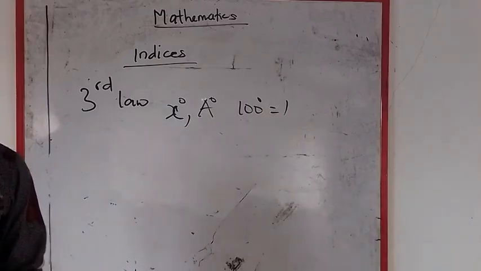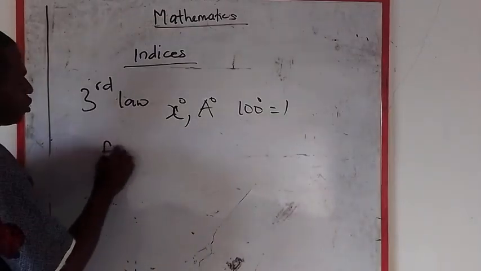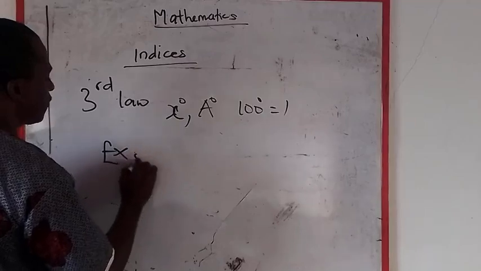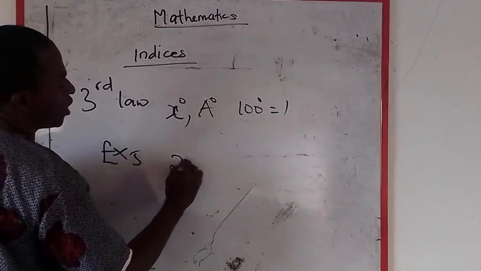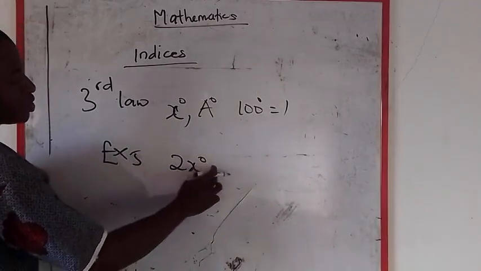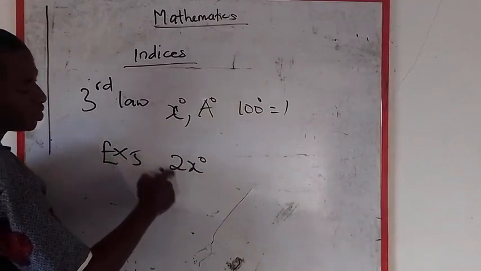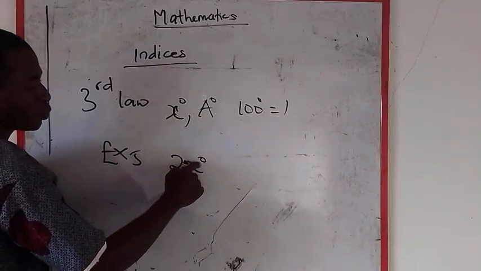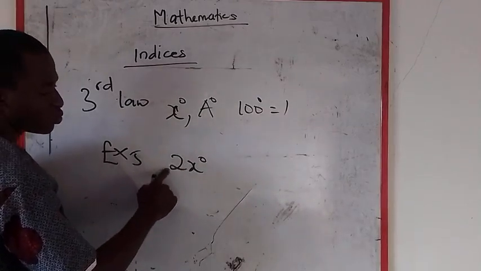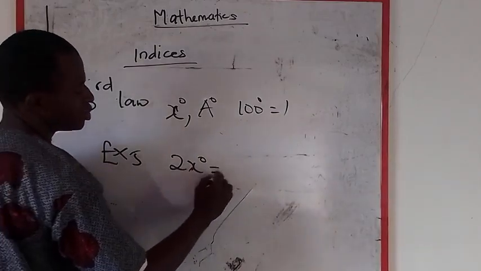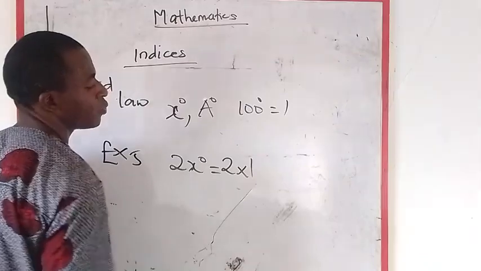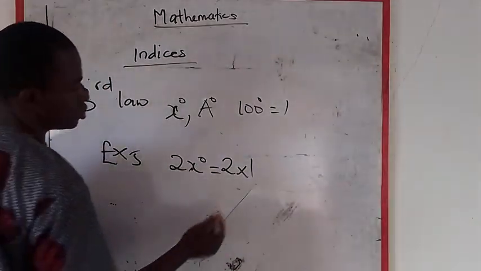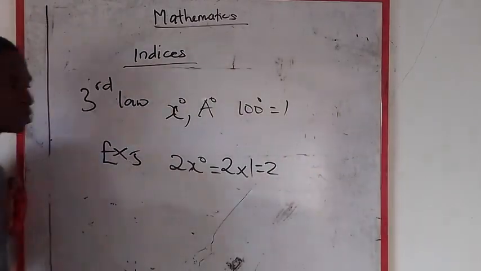I asked a person some time ago, example 5, let me assume 2x raised to power 0. The person said 2 is equal to 0 because he did not take note of the fact that this power 0 was not affecting 2, it was only affecting x. So now 2 times what? 1, because it's x raised to power 0. Anything raised to power 0 is equal to 1. So you didn't take note of that.